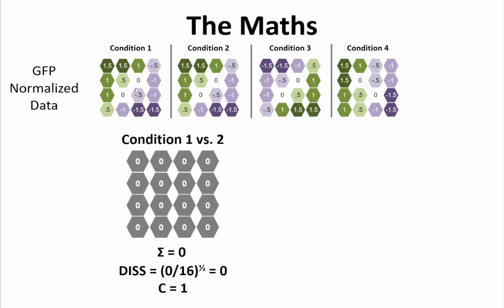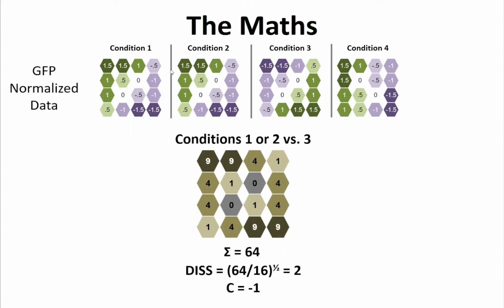How do we calculate dissimilarity? Well, if we want to compare conditions 1 and 2, we would take the difference between conditions at each electrode. So 1.5 minus 1.5 is 0, so on and so forth. But you can already see from these normalized topographies that they're exactly the same. So the sum of this, of course, is 0. 0 divided by 16 will still be 0. The square root of 0 is 0. So the dissimilarity is 0, and the Pearson correlation would be 1. These are exactly correlated with one another.